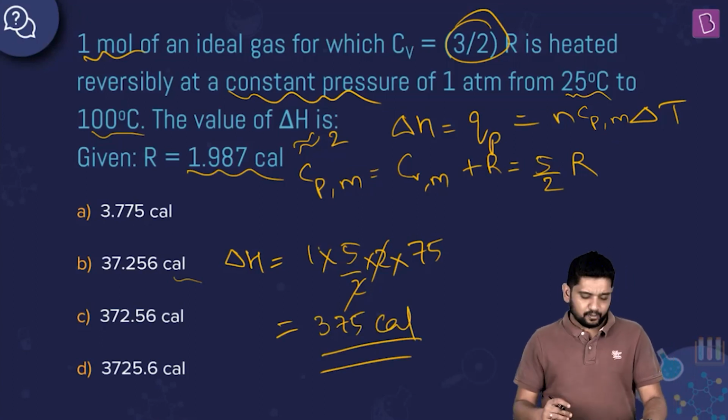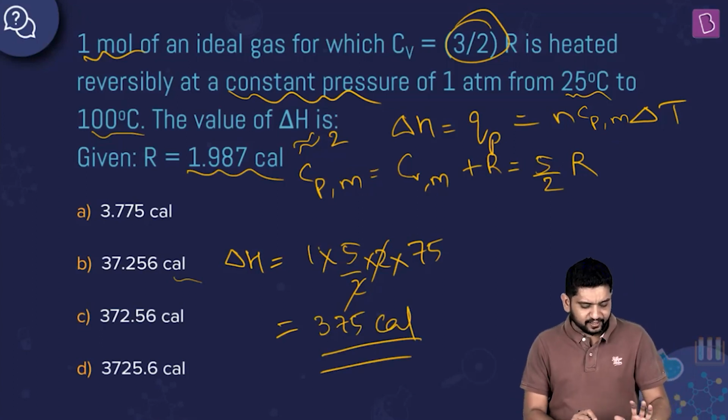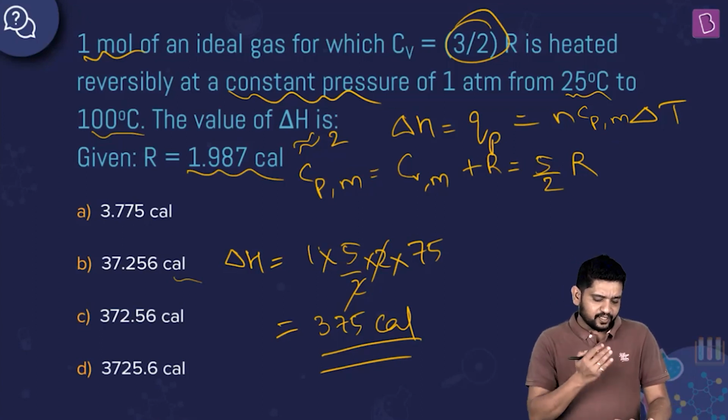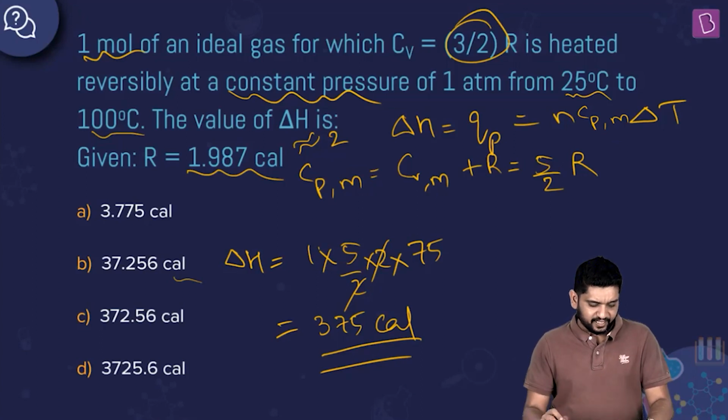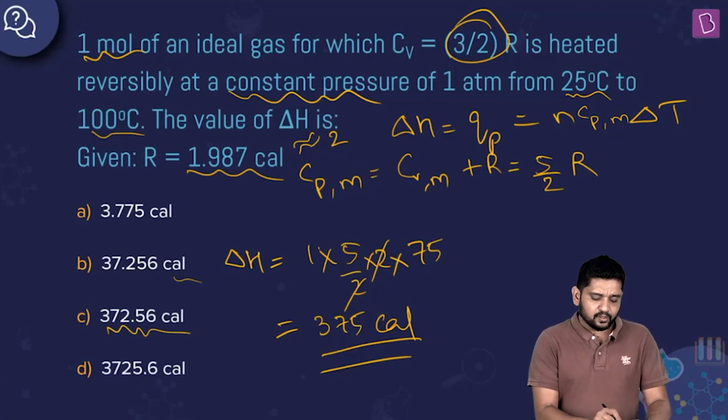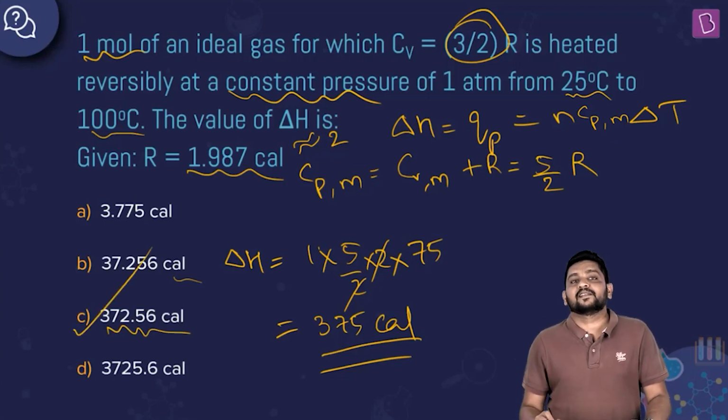Obviously, the correct answer has to be slightly less than this. So I'm seeing 372.56 calorie here. You can see that the recurrent theme is that 1 decimal is getting shifted in B, C and D, right? So yeah, of course, I'm getting 375. This is the closest to it. So our final answer is C option.